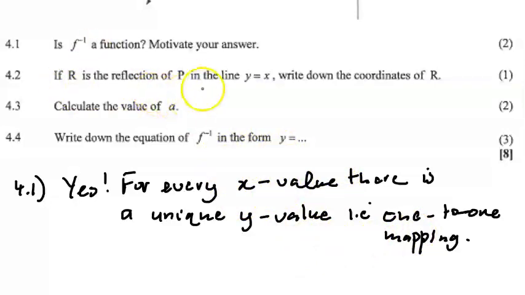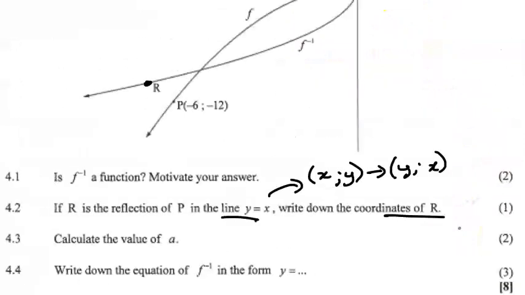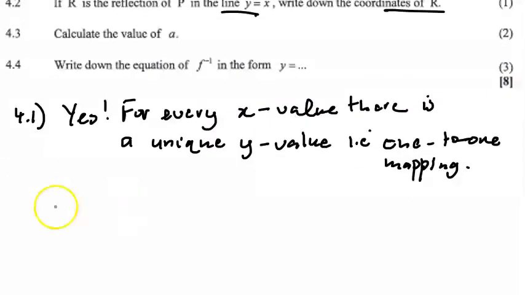If r is the reflection of p in the line y equals to x, write down the coordinates of r. Now once again, reflection about the line y equals to x is basically what functions and inverses are all about. And remember the rule that I wrote earlier on, that (x, y) will become (y, x). And this is a rule from transformation geometry that we've done in the earlier grades. So therefore, all we're going to do is just swap around x and y values. So the coordinate r is now going to be (-12, -6). That will be our solution for 4.2.